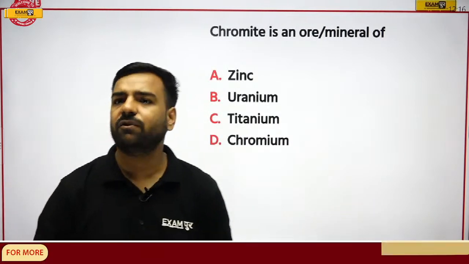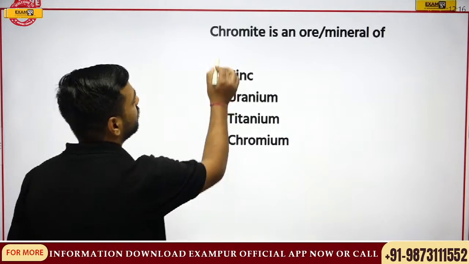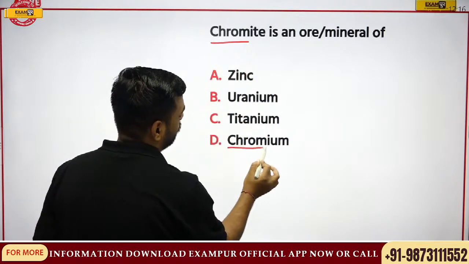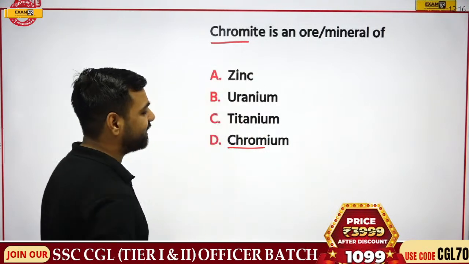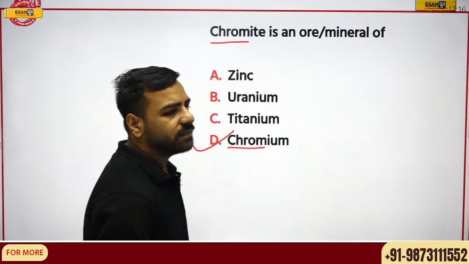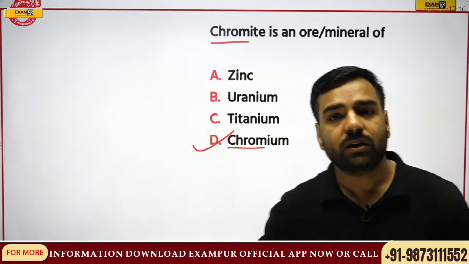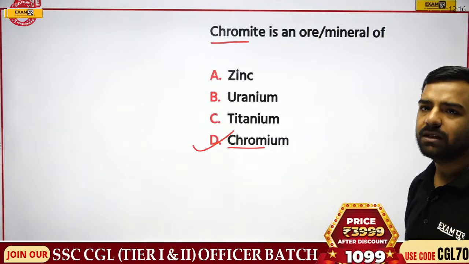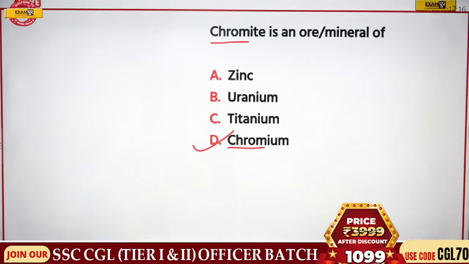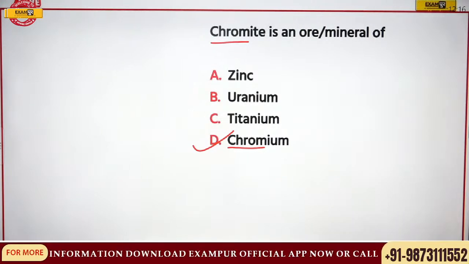Now from the option itself you can relate. Just try to have a look. Chrome. Can you relate it? Yeah, obviously option D is going to be the correct answer, that is chromium. So chromium is actually obtained from chromite. So chromite is actually the ore of chromium. Simple. Okay. For this you will be having zincite and all.